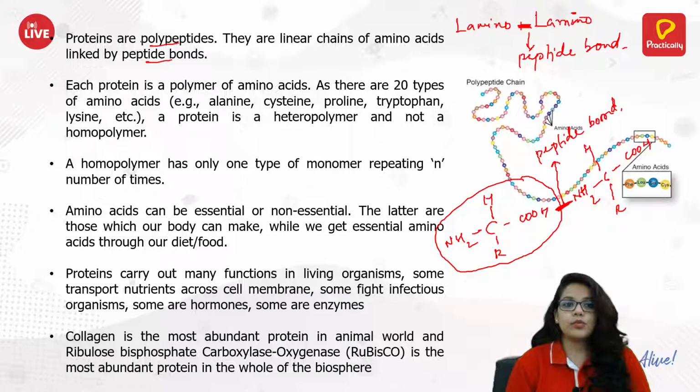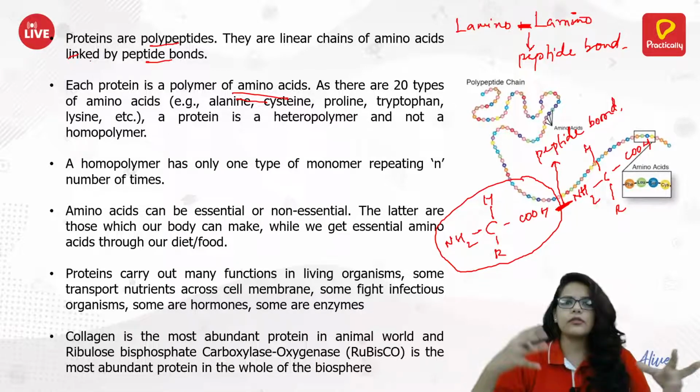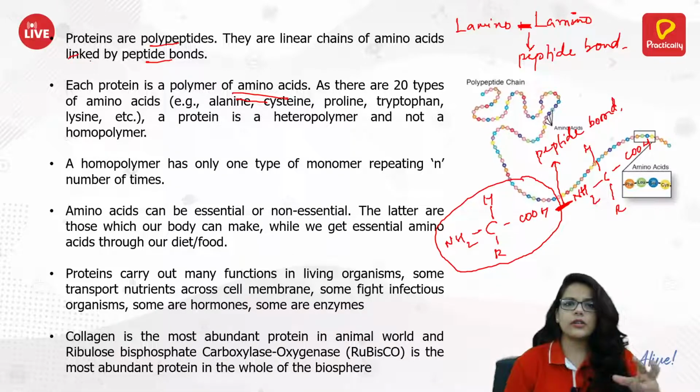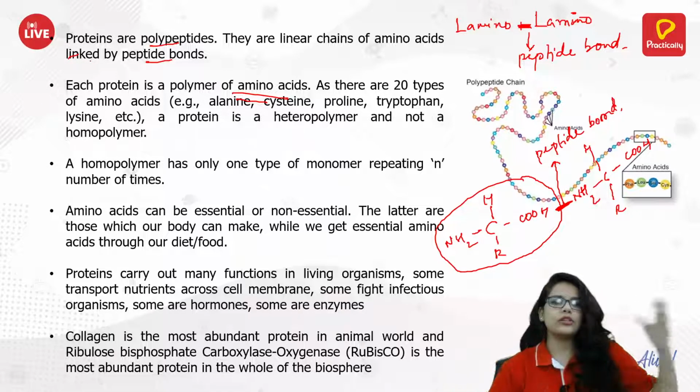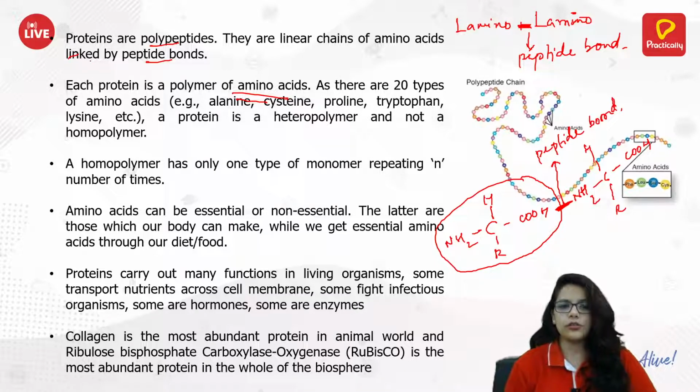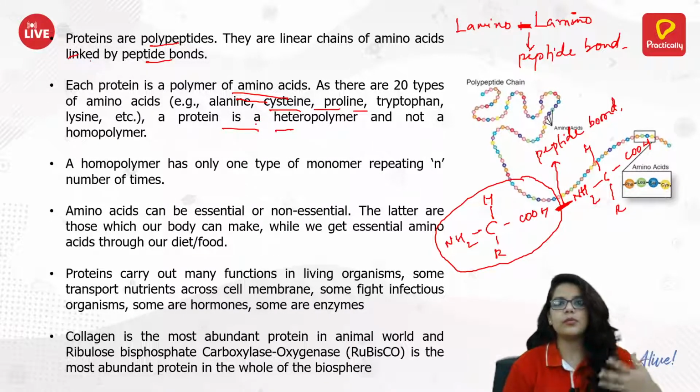Okay, now each protein is a polymer of amino acids. Different amino acids come together. Somewhere it will be cysteine, cysteine, cysteine, cysteine. Somewhere it will be alanine, cysteine, proline, tryptophan. Different kinds of amino acids together, or the same kind of amino acids together. These are known as proteins.